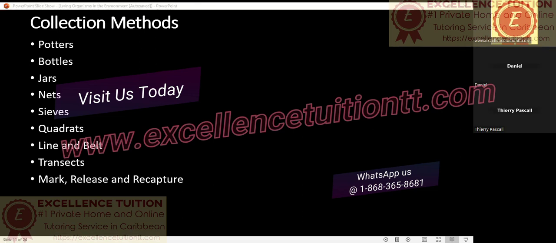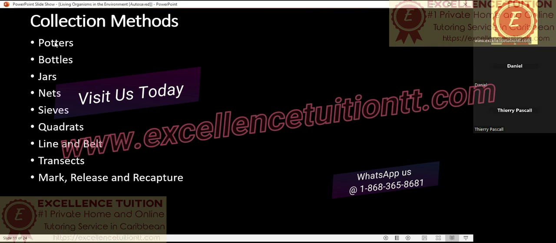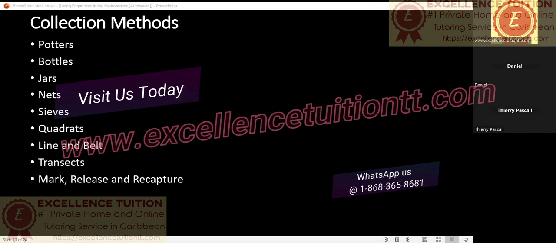I'm going to see if I can get a picture to show you, because this is a funny instrument. And I have to change this. It's not potter, it's pooter. It's double O, not double T.